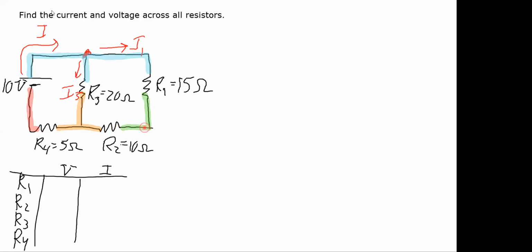I mean, you have a corner here, but that corner isn't a junction, right? It's not like the current has an option to flow this way. The current just has one direction to flow. Okay, so R1 and R2 are in series, and I'm going to start with that.